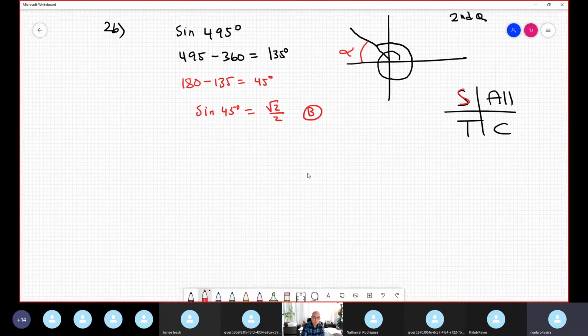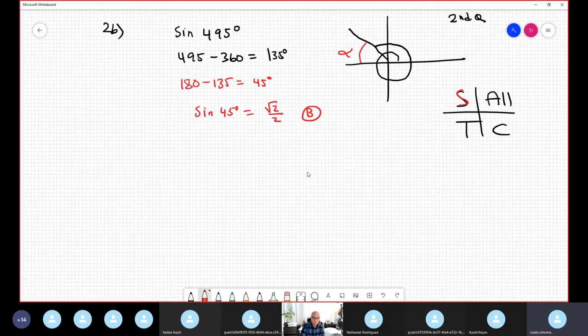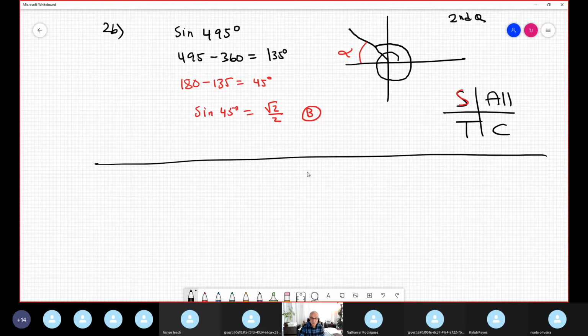Yes, Professor. So it's positive because it's in the second quadrant, right? Okay. This is 90. 27. Wow, 27 is a little bit more complicated. It's tangent of 750 degrees.